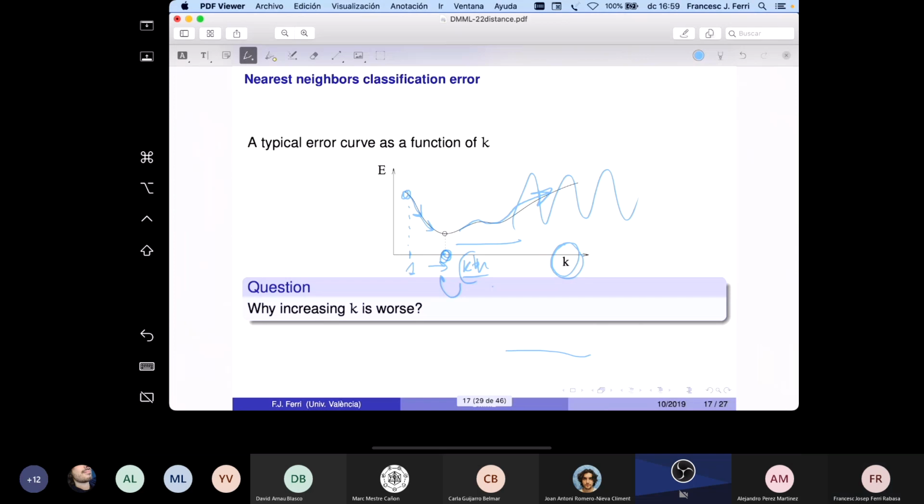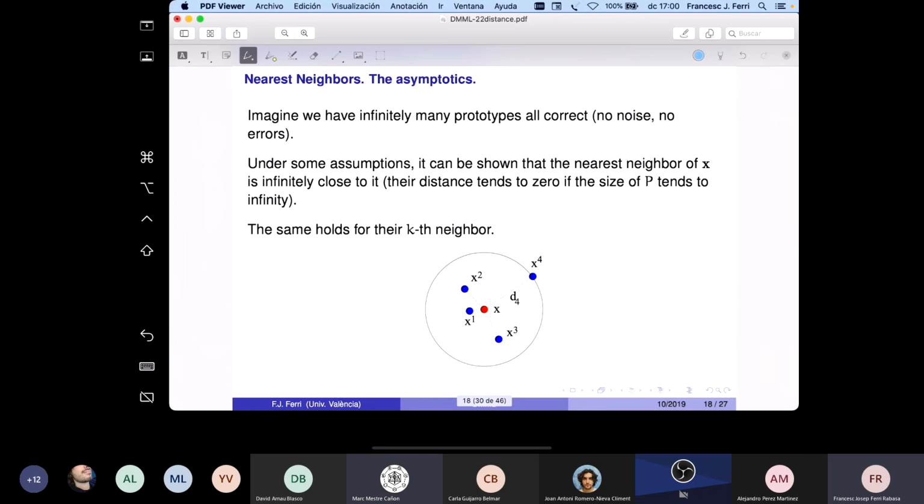Is it okay? If you double the size of the training set, then the distance of the k nearest neighbor gets smaller. Equal or smaller. Okay?